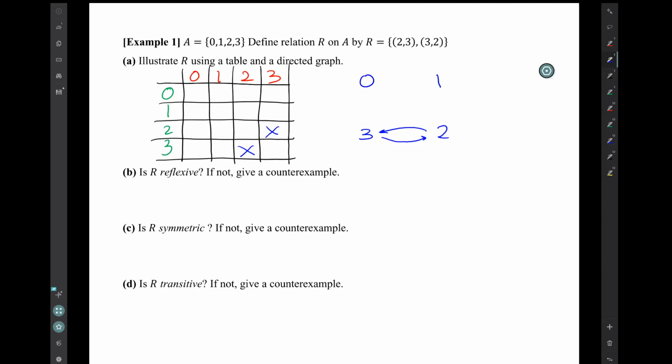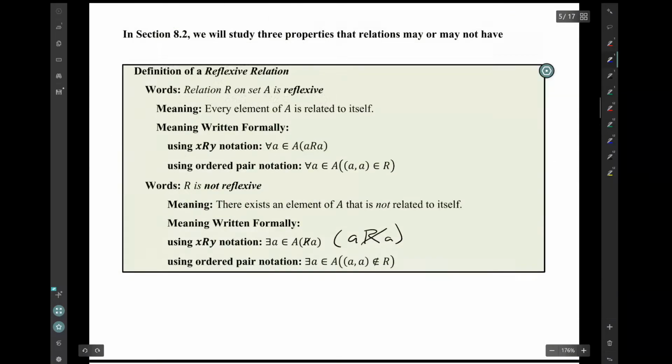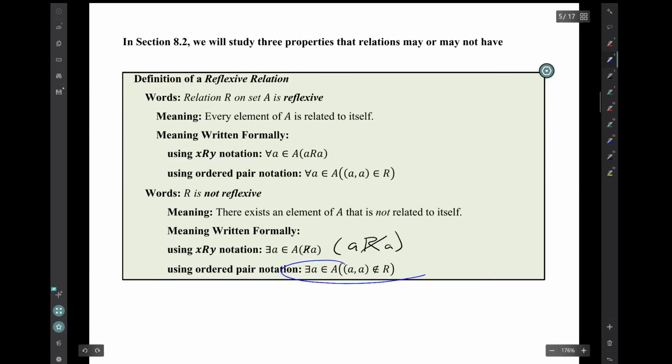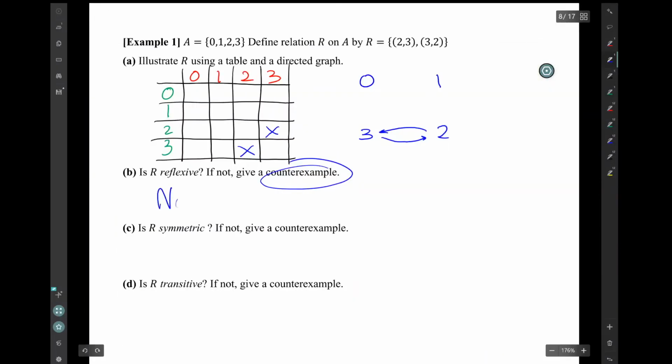Is R reflexive? Well, the answer is no. We have to give a counterexample though, because remember, to say that a relation is not reflexive means this existential statement: there exists an element in set A that's not related to itself. So notice that that cell is empty, so 1 is not related to itself.